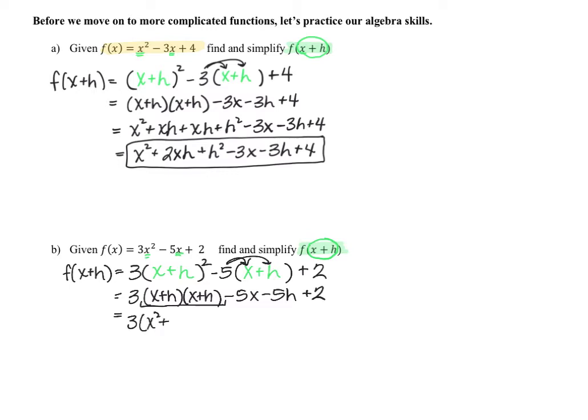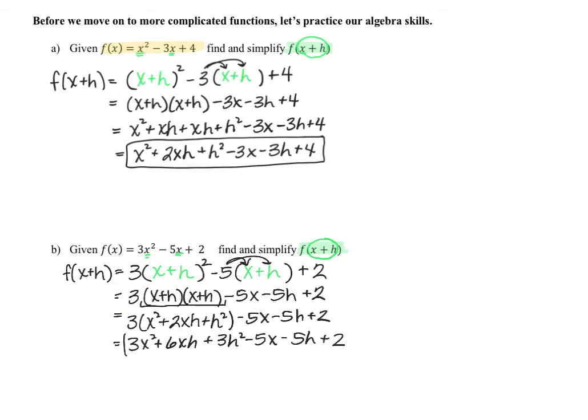So that's going to be x squared. We'll actually get xh plus xh. I'm going to go ahead and add like terms here and do that in one step. And then I'll distribute the 3. So 3x squared plus 6xh plus 3h squared minus 5x minus 5h plus 2 for this one. That would be my simplified f of x plus h portion.